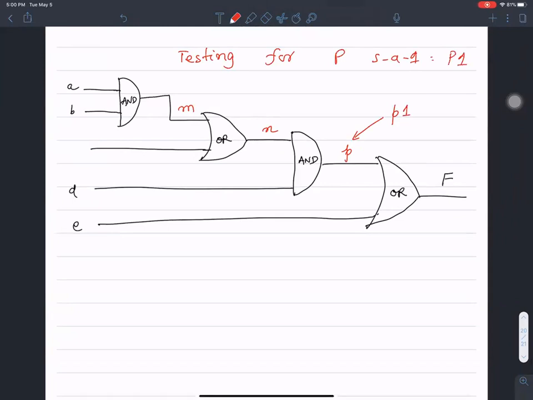In order to do that, like I mentioned, there are 2 parts to it. There is an excitation part, and in order to excite the fault, you have to select the inputs that precede this node. And then there is a propagation part. There is an excite part. There is a propagate part. Okay, so we are testing for P stuck at 1.